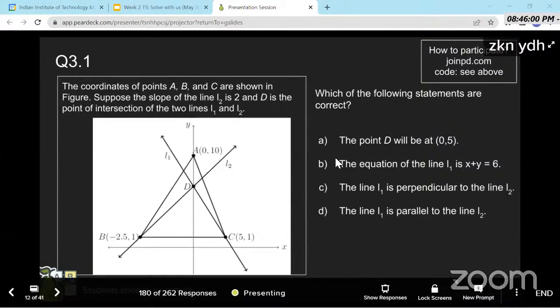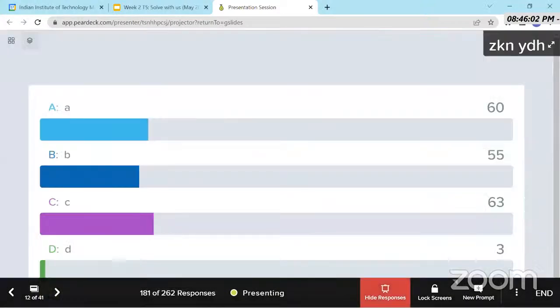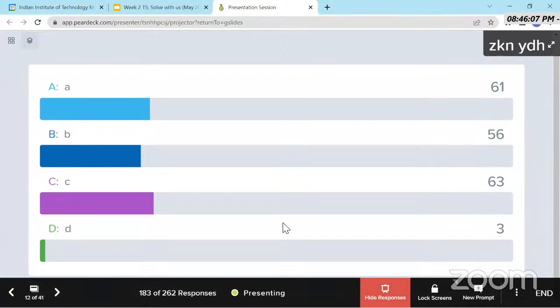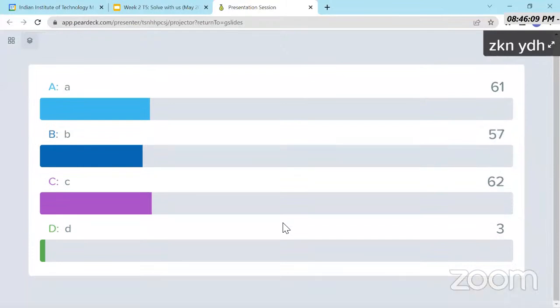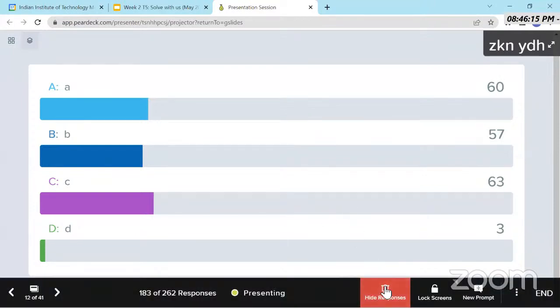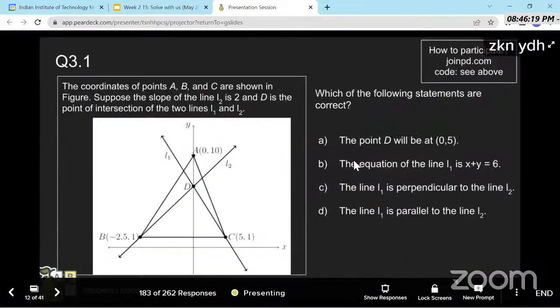All right, let's see what the popular responses are for this. Look at this distribution. It's almost the same for A, B and C, around 20 to 25 each, and it's only 25 for D.